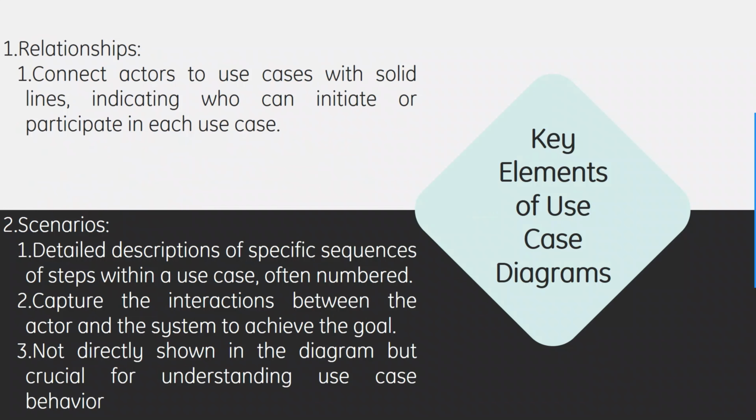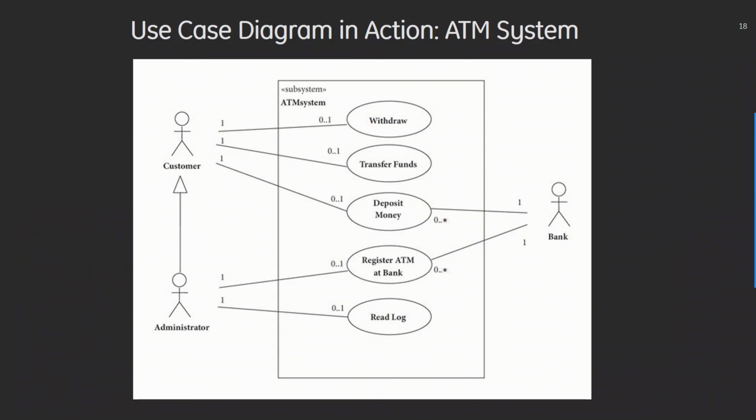Then we have the relationship, which connects actors to use cases with solid lines indicating who can initiate or participate in each use case. Then we have scenarios, detailed descriptions of specific sequences of steps within a use case, often numbered, capturing the interaction between the actor and system to achieve the goal. They are not directly shown in the diagram, but are crucial for understanding use case behavior.